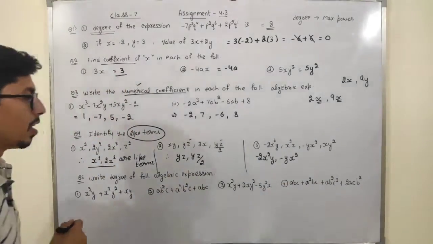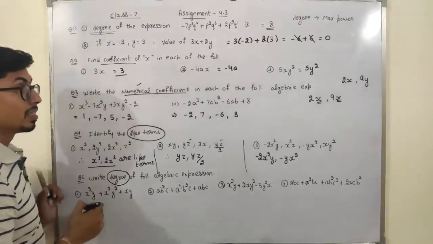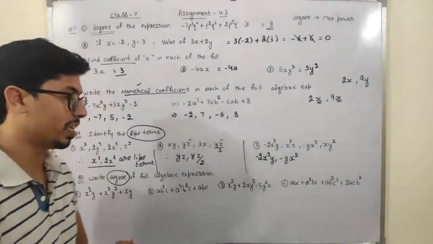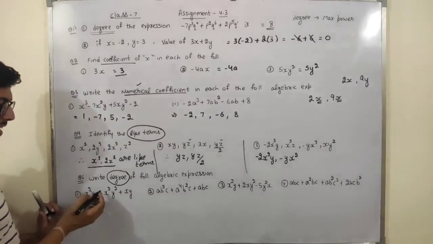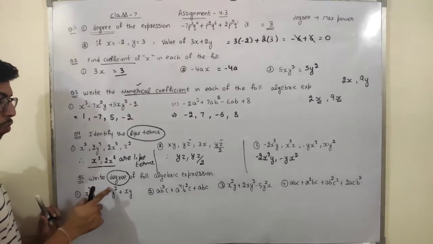Okay, students. Now in this question number 5, students, I have to find out the degree. See, students, degree I have already discussed. This is the maximum power after addition. See, if I just add the powers, nothing is there, so I can write 1. So 2 plus 1 is 3. 2 plus 2 is 4.